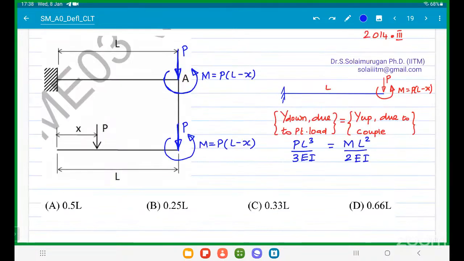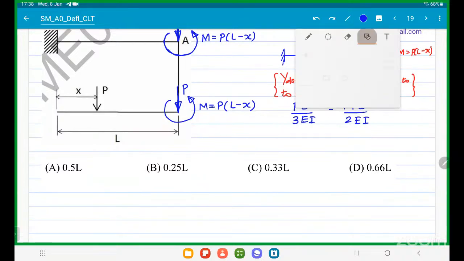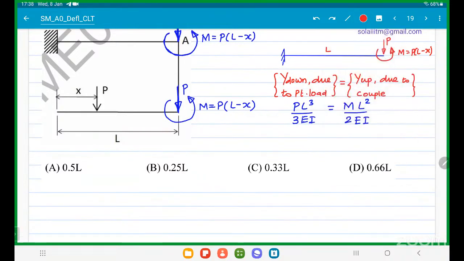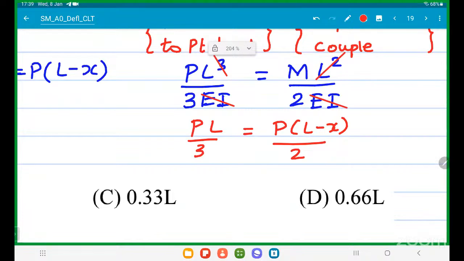Okay. So now substitute the parameters. First, cancel the related items. EI cancelled. EI cancelled. L cube. Okay, sir. Done. Remaining things. Right. So P L by 3 equal to M, which is what? P into L minus X by 2. Right? So P cancelled.